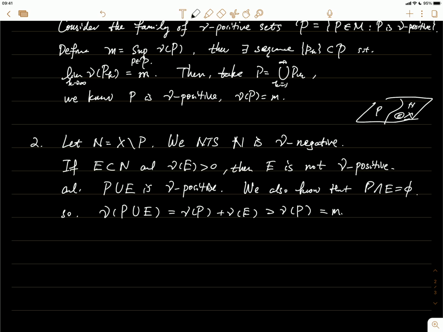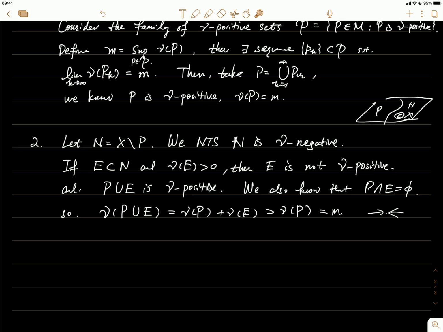And now we found a nu positive set here, which has a measure bigger than M, but this M is supposed to be the supremum of all the signed measures of nu positive sets, so this is not possible, right? So that's where the contradiction is.